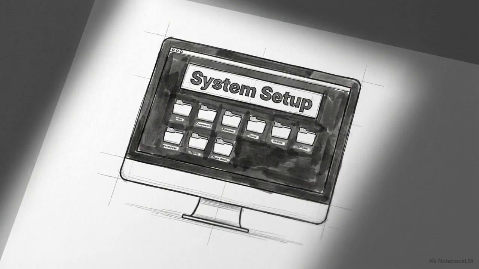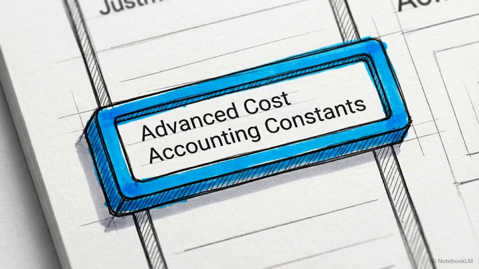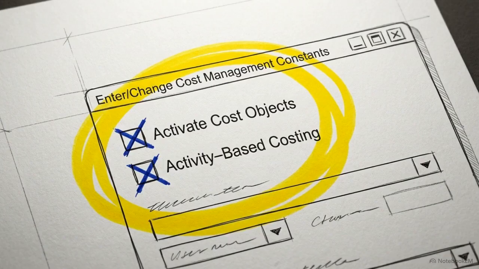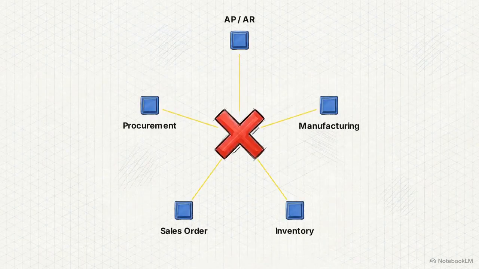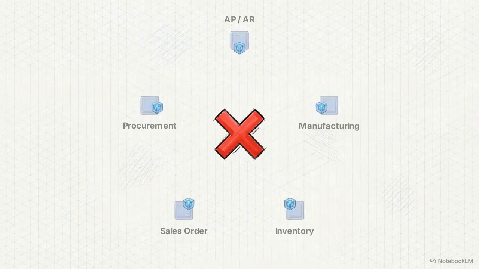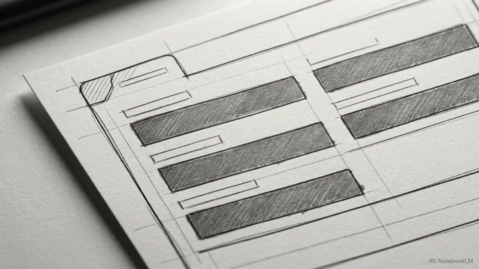We begin in the System Setup module. From there, navigate directly to the Advanced Cost Accounting Constants menu. On the Enter Change Cost Management Constants form, you must select the checkboxes for both Activate Cost Objects and Activity-Based Costing. If these boxes are left unchecked, the cost object fields will remain completely hidden across all other JD Edwards modules, preventing any granular data entry.